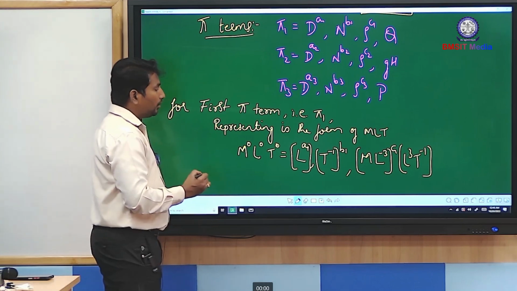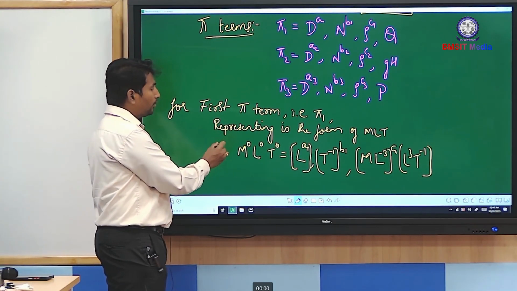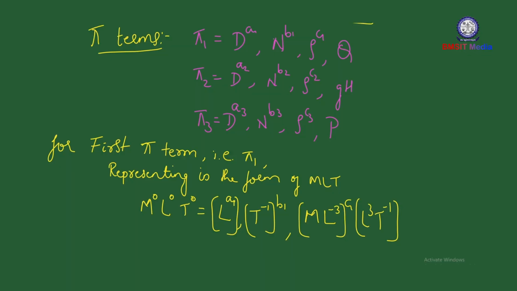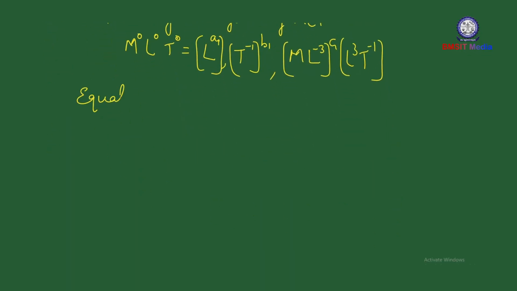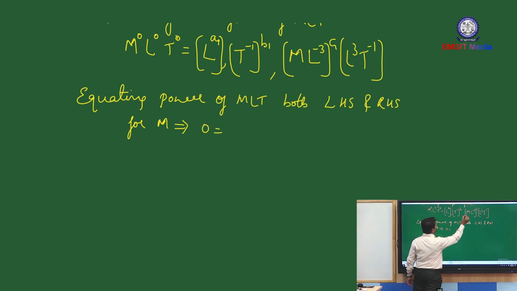Now we are supposed to equate the units of the pi term with respect to the power of M, power of L, power of T. So how to do that? Equating the powers of M, L, T on both LHS and RHS. For M, the unit on the left hand side is 0. Where is the M term? The power of M is c1, so the value of c1 is 0.